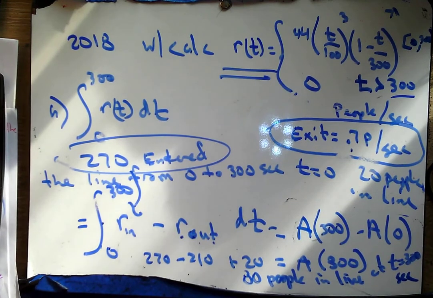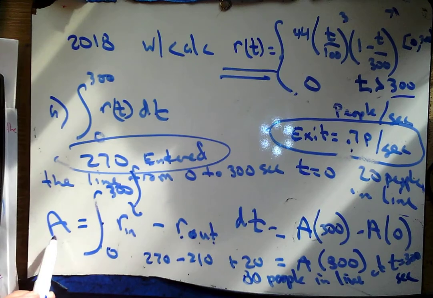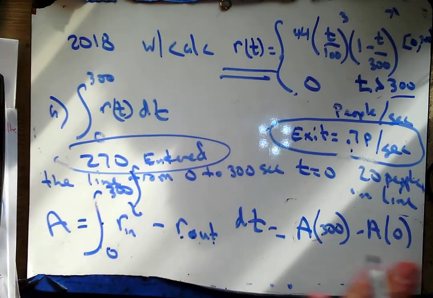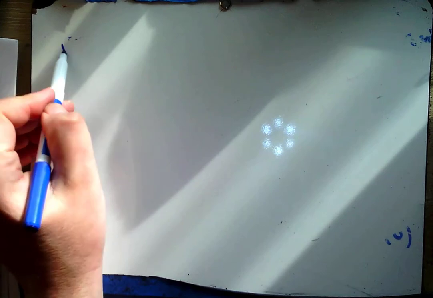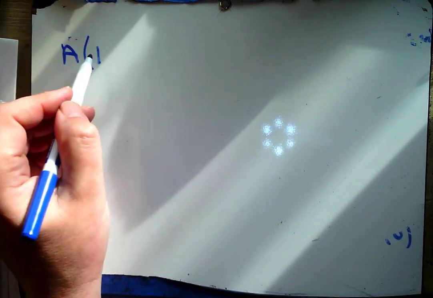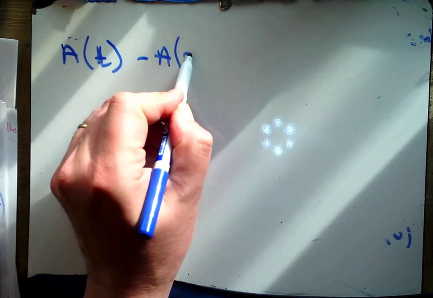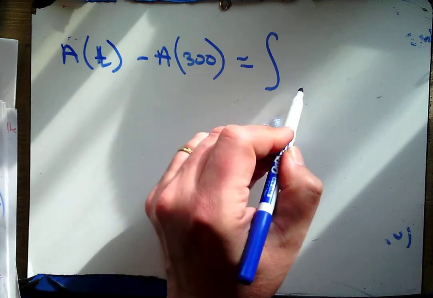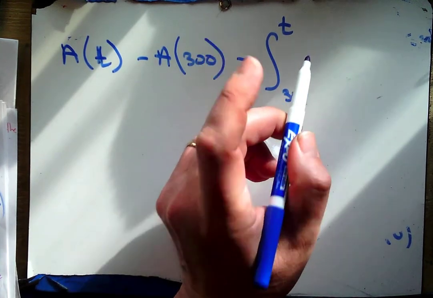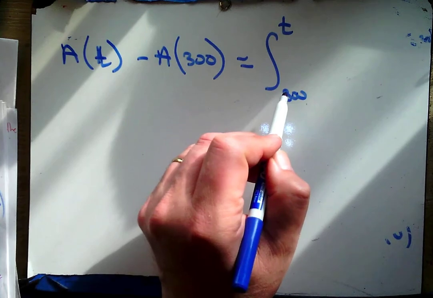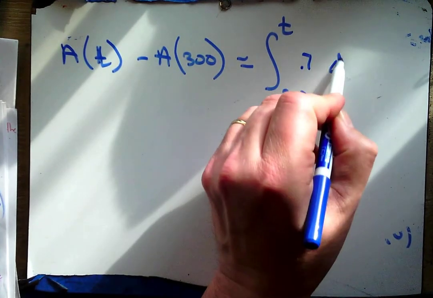All right, what's next? For t greater than that, at what time are there no longer people in line for the escalator? Well, that's interesting. So this is my number of people in line function, right? Or I guess I want to change that a little bit. I'm going to say that the number of people in line, A of t minus A of 300 equals the integral from 300 to t. Now, remember, after 300, nobody is entering the line. So I just need to figure out that 0.7 dt.